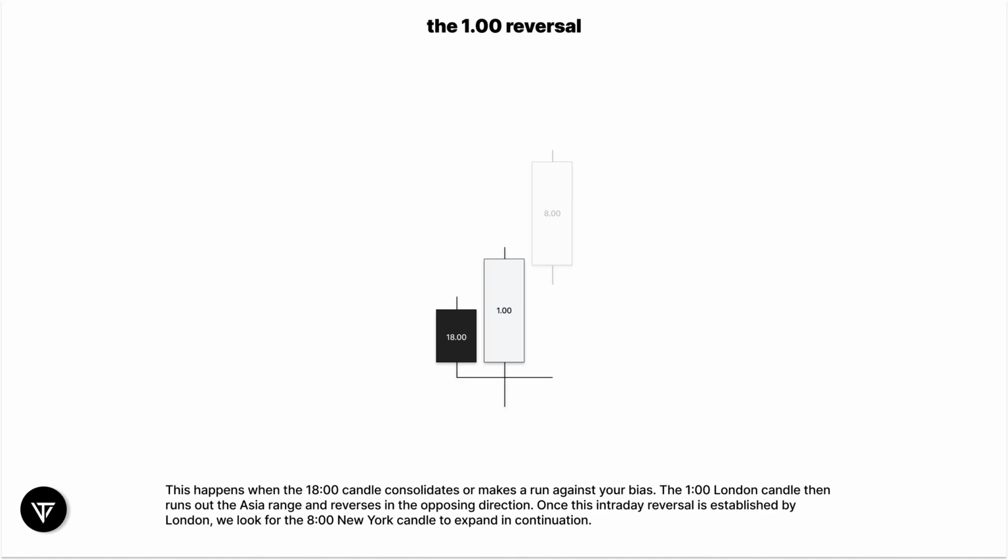The 1 London candle then runs out the Asia range and reverses in the opposing direction. Once this intraday reversal is established by London, we look for the 8 New York candle to expand in continuation.